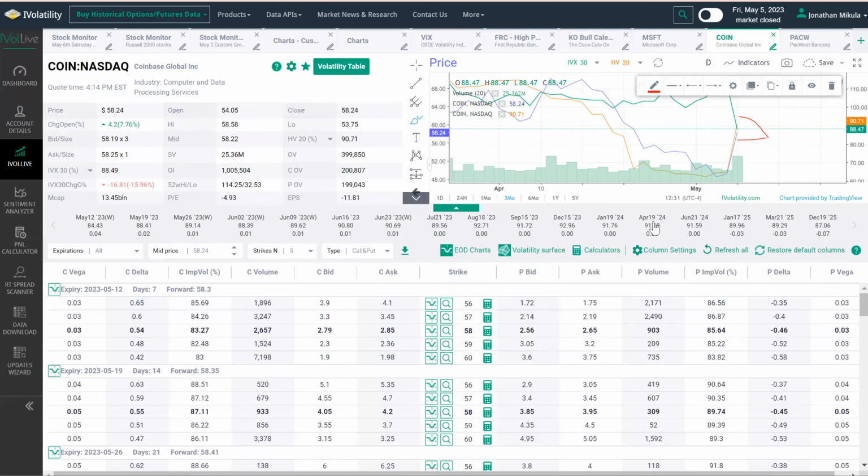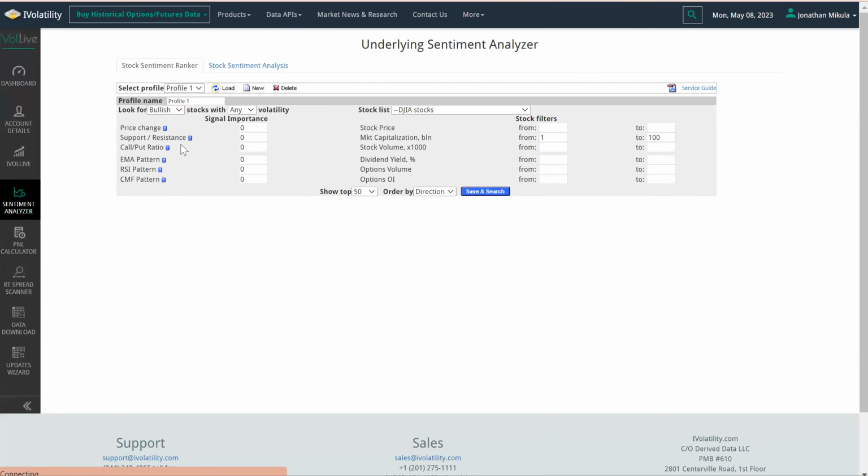Before I do that, I think this is also a really good segue to go to the sentiment analyzer, because if I have a theory, like if I want to go long something, for example, or if I want to sell a put to be neutral, bullish neutral, I like to say, then I like to check the sentiment on the individual name. That's where the sentiment analyzer comes in.